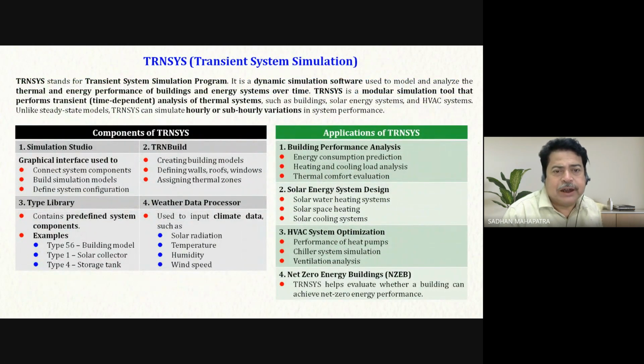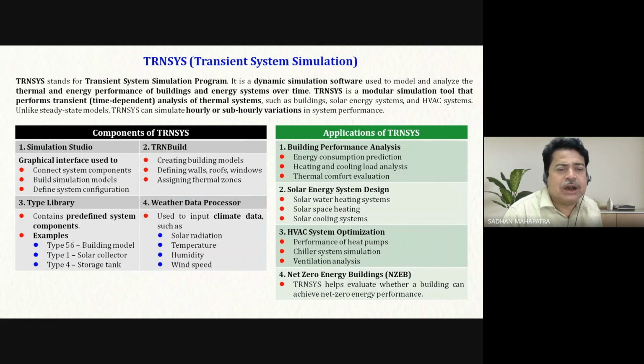If we look at a typical simulation tool like TRNSYS, which is basically transient system simulation, it is a dynamic simulation software used to model and analyze the thermal and energy performance of buildings. It is a modular simulation tool that performs transient, meaning time-dependent, analysis of thermal systems, such as buildings, solar energy systems, HVAC systems. Unlike steady-state models, TRNSYS can simulate hourly or sub-hourly variation in system performance.